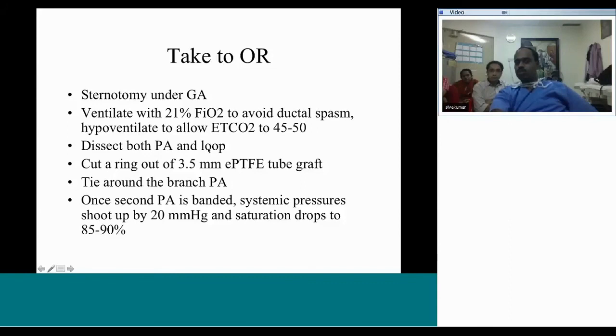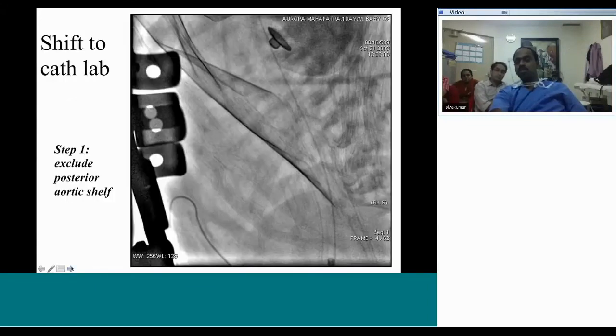Dissect both the pulmonary arteries and loop the pulmonary artery. Cut a ring out of a 3.5 mm EPTFE tube graft and put it on both sides so that you have a 3.5 mm diameter of RPA and LPA. Tie around both the branch pulmonary arteries. Once the branch pulmonary artery is banded, all the main pulmonary blood will go through the ductus into the descending thoracic aorta, so the systemic pressures will shoot up by 20 millimeters of mercury and the saturation will drop to 85 to 90%, because all along the right ventricular cardiac output was getting wasted in the pulmonary artery. The moment you get banded, systemic pressures will shoot up.